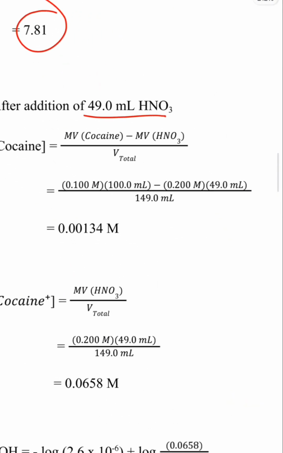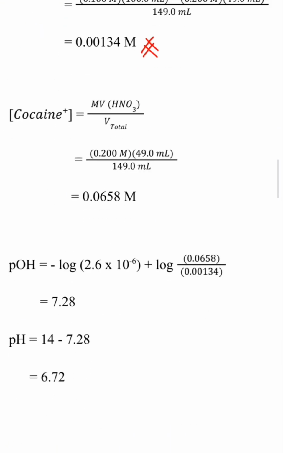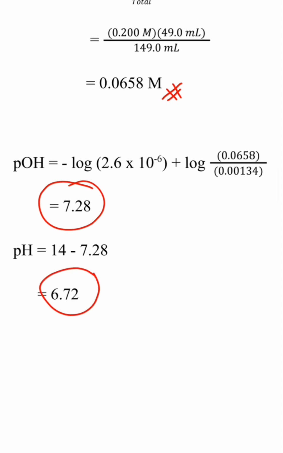Move on to after addition of 49 ml of nitric acid. The concentration of the cocaine is 0.00134 molarity. The concentration of the cocaine positive is 0.0658 molarity. And the value of the pOH is 7.28 and the value of the pH is 6.72.